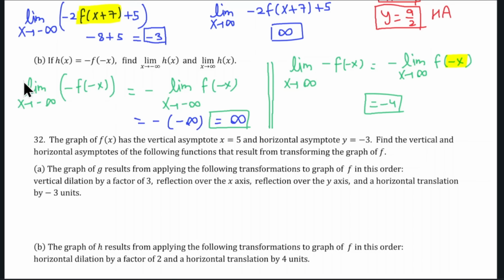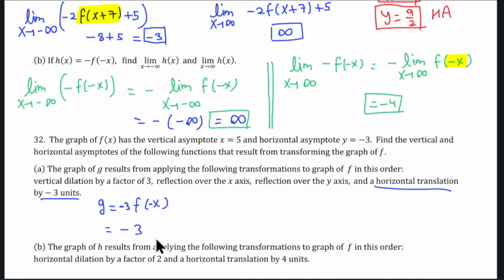Just for you guys, I'm going to write how the function g looks like, and then you can do the rest. So you can see that there's a vertical dilation by 3. So it will be 3 times f of x, reflection over the x-axis, so there is a negative sign sitting outside, and then reflection over the y-axis. Okay, well then there is a negative sign sitting with x as well, and then horizontal translation by minus 3.